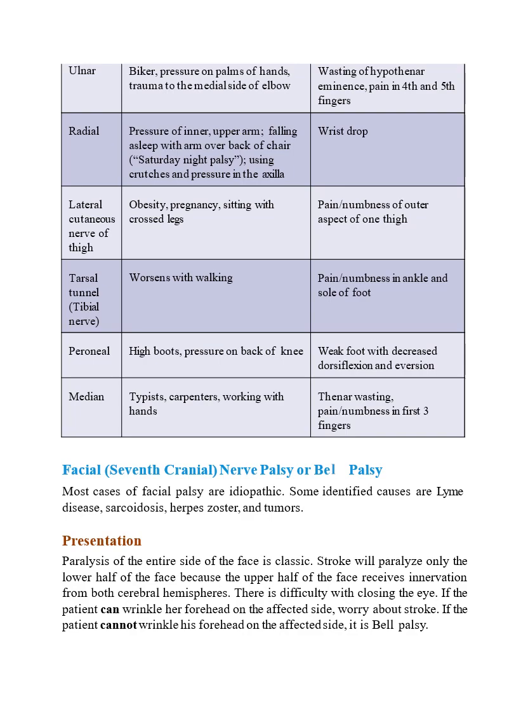In this table, the ulnar one is usually in bikers, with pressure on the palms and hands, and trauma to the medial side of the elbow. There is wasting of the hypothenar eminence, pain in the 4th and 5th fingers. In the radial one, there is pressure on the inner upper arm, falling asleep with the arm over the back of a chair, which is Saturday night palsy, usually crutches and pressure on the axilla. And there is a wrist drop.